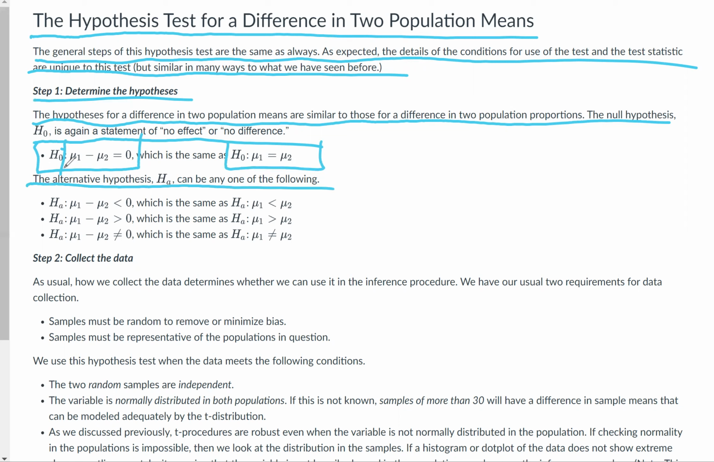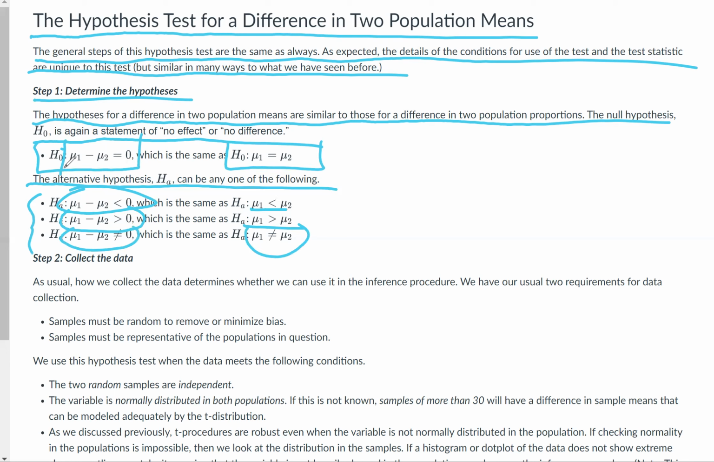The alternative hypothesis, however, is saying that one's larger than the other or they're not equal, as shown here. Either the difference between the two is negative, that means the second is bigger than the first, or the difference between the two is positive, that means the first is larger than the second, or that the difference between the two is not 0, meaning that the difference between them is significant. They're not the same number.